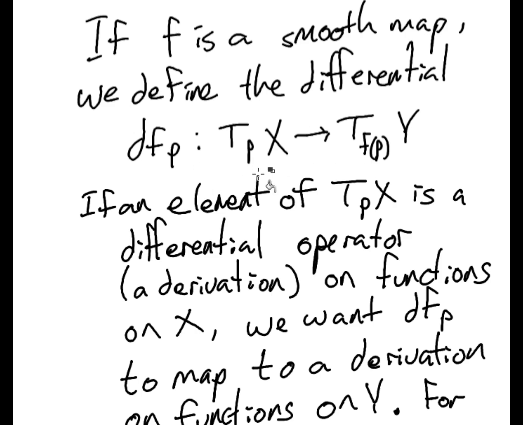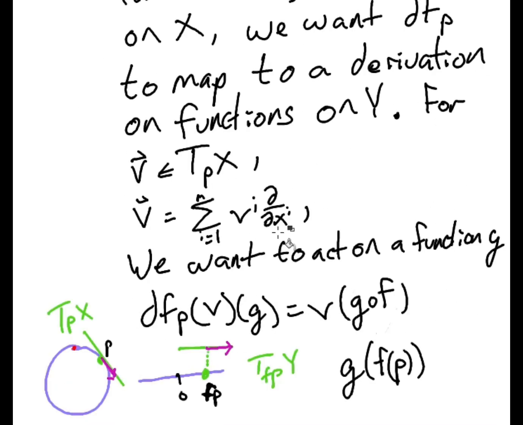And the way that we map any vector from this tangent space to a vector from this tangent space is using this vector as a differential operator, and we want to obey this relation. We want to make sure that if we map this vector and apply that to a function on the new manifold, it's the same as if we applied that as a differential operator to the composition of our new function with the mapping function.